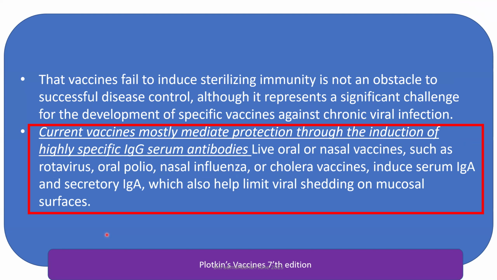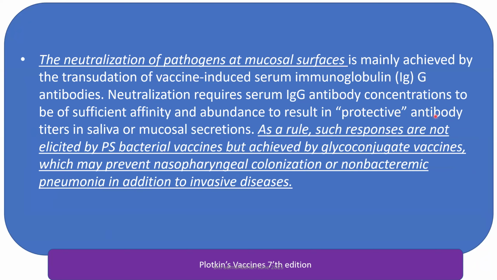Current vaccines mostly mediate protection through the induction of highly specific IgG serum antibodies. Live oral nasal vaccines such as rotavirus, oral polio, nasal influenza, or cholera vaccine induce serum IgA and secretory IgA, which also help limit viral shedding on mucosal surfaces. Okay. At the top, they have written that vaccines failing to induce sterilizing immunity is not an obstacle to successful disease control, although it represents a significant challenge to the development of specific vaccines against chronic viral infection. I didn't understand that. But whether conjugate vaccines reduce colonization, they are talked about in two ways. Lastly, last sentence.